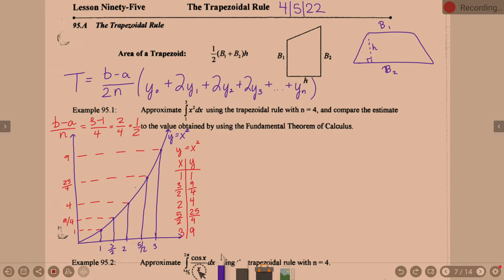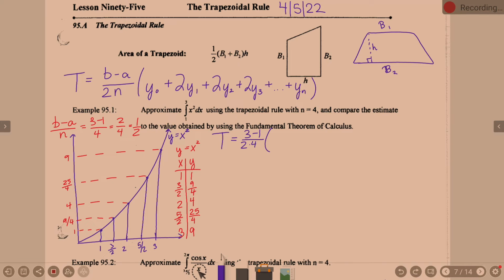I'm ready to set up my trapezoidal rule. I'm just using T equals because it's the trapezoidal rule. Out front, it's b minus a over 2n. So b minus a is 3 minus 1, which is 2, over 2n. So 2 times 4, which is 8. I'll clean that up in the next step.